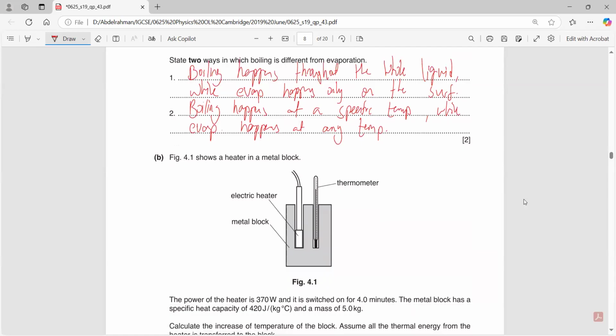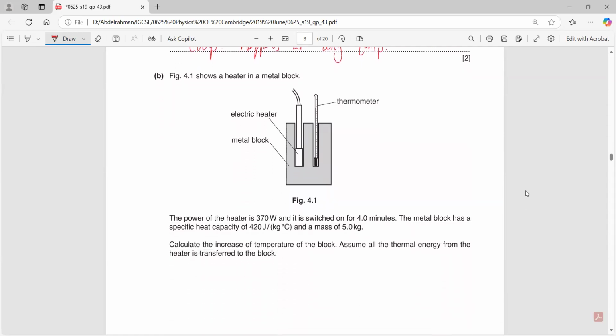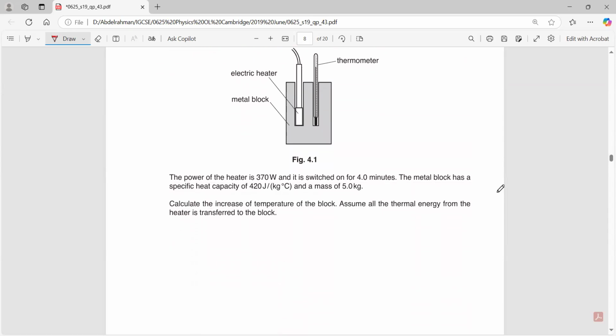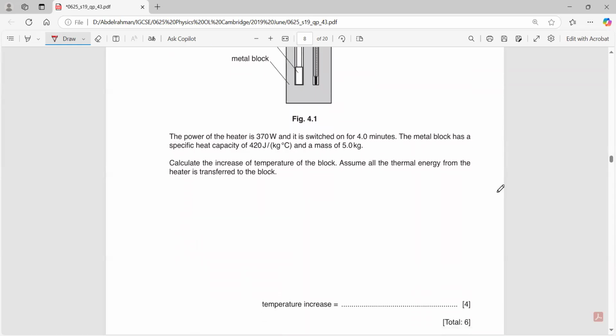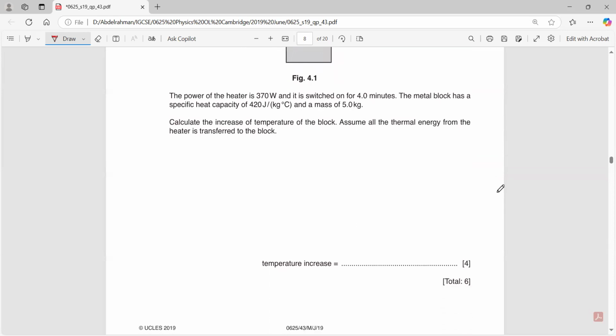Figure 4.1 shows a heater in a metal block. You have a heater, you have a metal block. The power of the heater is 370 watts. It's switched on for 4 minutes, so you can find the energy. Calculate the increase in temperature. Can I find the increase in temperature? Yes, energy equals mc delta T. Can I find the energy? Yes, energy equals power times time.